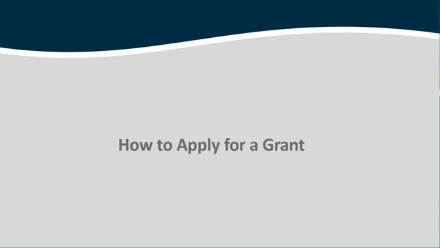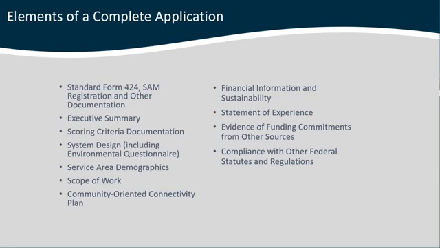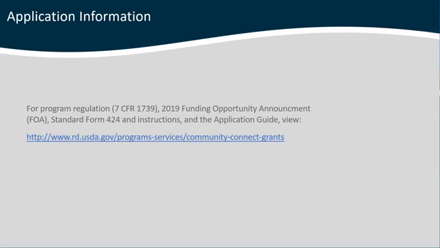So having gone over the overview of the program, now we're going to get into the specific components of an application and some discussion of things to avoid, things to do if you want to maximize your chances. These are the elements of a completed application. So you have the SF-424, executive summary, scoring criteria documentation, system design including environmental questionnaire, service area demographic, scope of work, community-oriented connectivity plan, financial information and sustainability, statement of experience, evidence of funding commitments from other sources, and compliance with other federal statutes and regulations, so a certification kind of section. When putting together your application, you are going to want to keep the program regulation, the FOA, the Standard Form 424, and the application guide handy. All of those are available on our website.